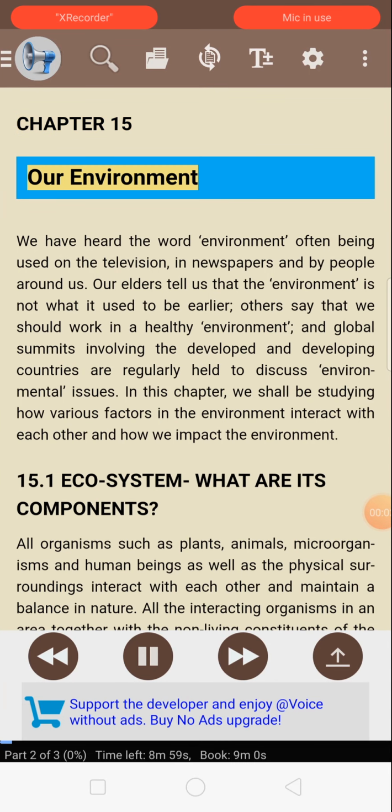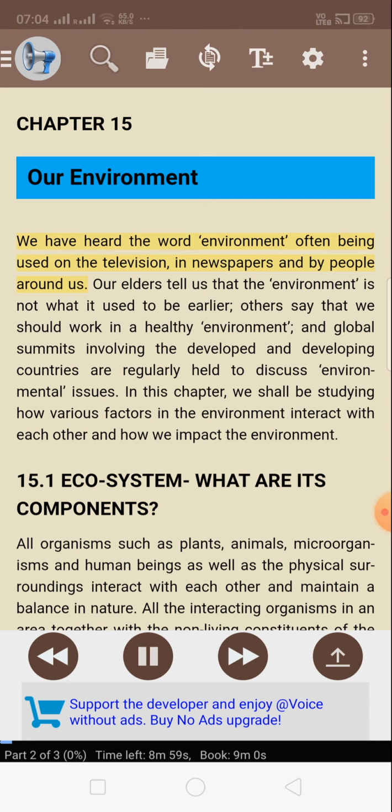Chapter 15. Our environment. We have heard the word environment often being used on the television, in newspapers, and by people around us. Our elders tell us that the environment is not what it used to be earlier. Others say that we should work in a healthy environment, and global summits involving the developed and developing countries are regularly held to discuss environmental issues.